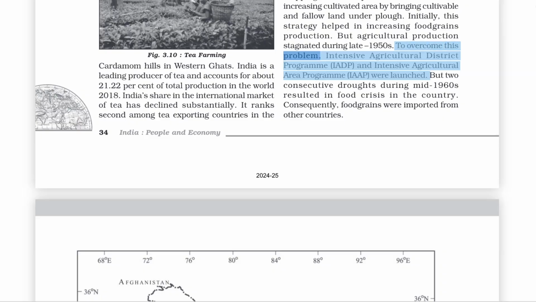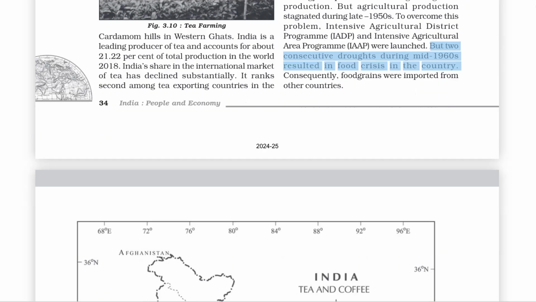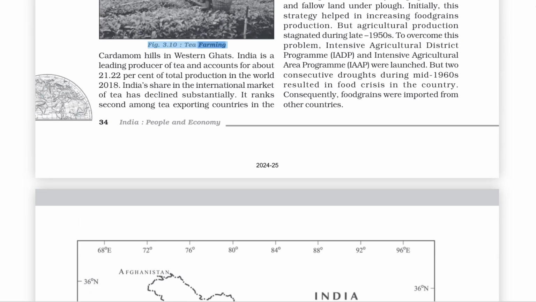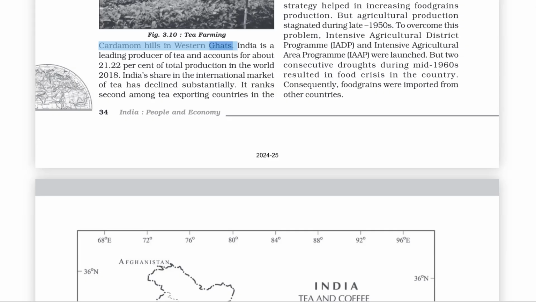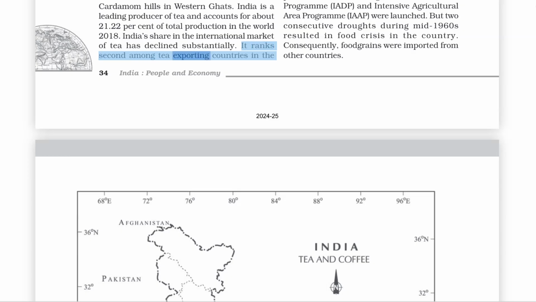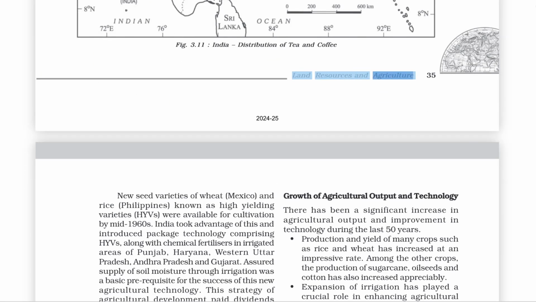To overcome this problem, Intensive Agricultural District Program, IADP, and Intensive Agricultural Area Program, IAAP, were launched. But 2 consecutive droughts during mid-1960s resulted in food crisis in the country. Consequently, food grains were imported from other countries. Figure 3.10, Tea farming. India is a leading producer of tea and accounts for about 21.22% of total production in the world, 2018. India's share in the international market of tea has declined substantially. It ranks 2nd among tea exporting countries in the world after China, 2018.